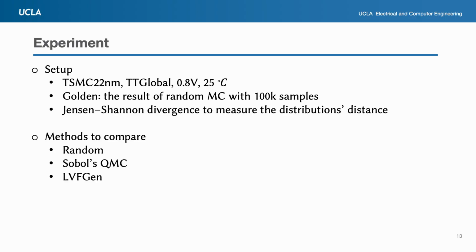In our experiment, our simulation used the TSMC22 library with TT corner, 0.8 volt and 25 degree. As the golden, the results come from the random Monte Carlo with 100,000 samples. And we use the Jensen-Shannon divergence to measure the distribution's distance. For the methods to compare, we compare the random Monte Carlo simulation, the Sobol's quasi Monte Carlo, and our proposed LVF gene.